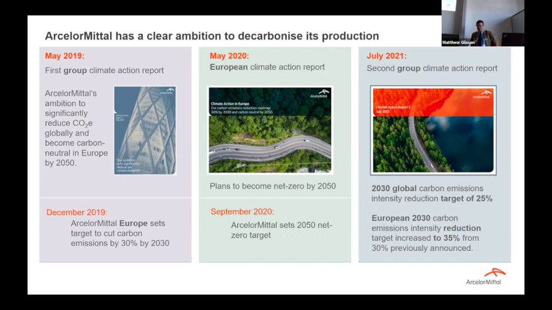But we are investing quite a lot of money. Looking at the past, we already published in 2019 a first group climate action report. Group means worldwide. Then we had in May 2020 a special European climate action report. That's why I mentioned in the beginning, we have to look at more than one market, which makes it really difficult. And in July 2022, we gave out the second group climate report, where we announced that we are trying to reduce on a global scale our CO2 emissions by 25% in 2030. And when we look only at our European production sites, we even try to go to 35%, which is quite an effort.